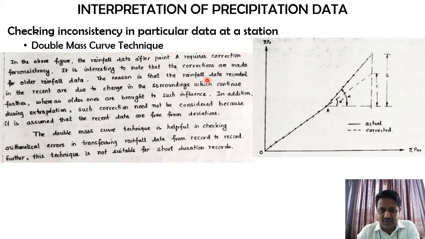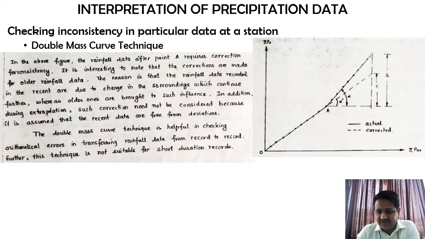Okay, so before we go into the theoretical aspect, let me first go into this particular graph which is drawn over here. This graph is the graphical representation for the calculation of the double mass curve technique. So let us try to understand what all things are here.